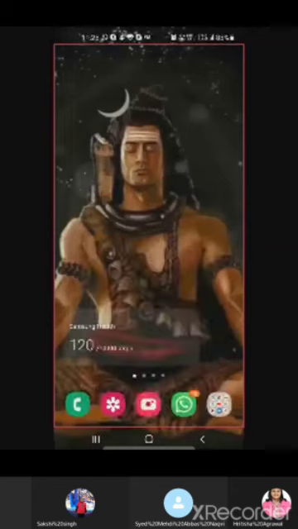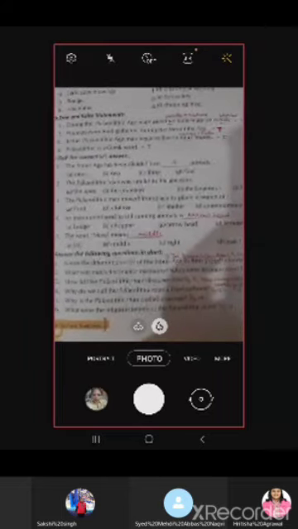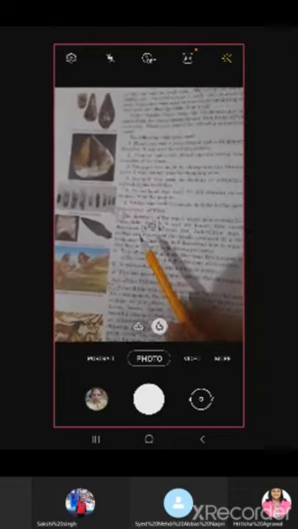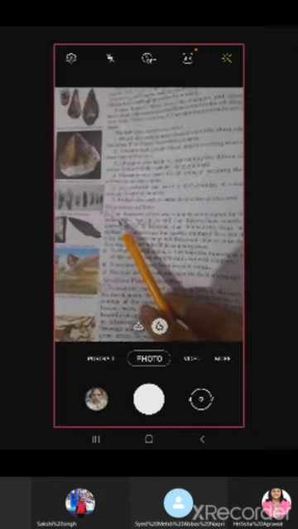Question number two. What was man's first major discovery? What were the main uses? Page 16. The discovery of fire was a major achievement for the man of Paleolithic age. That's it. 5-2. Coming on to 5-3.